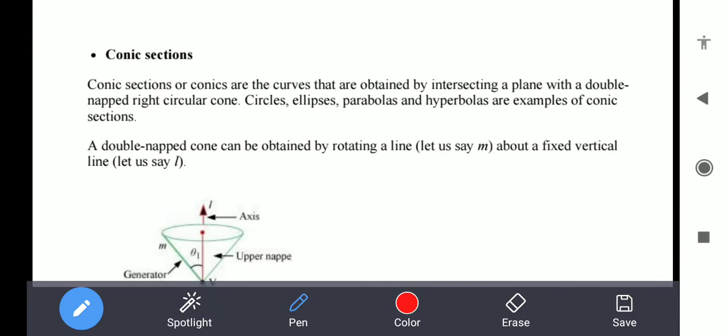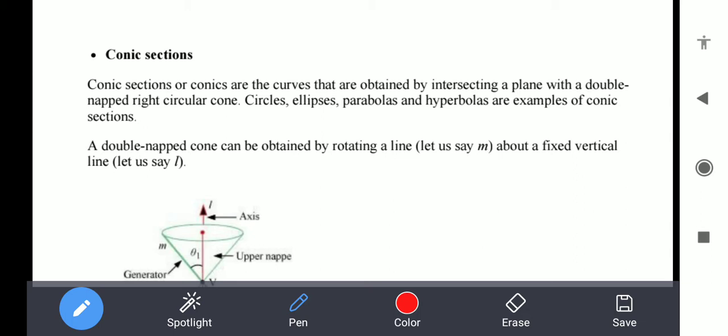Today we are going to discuss the conic section. It is an important topic of class 11th mathematics. In this section, we study different shapes, that is a circle, parabola, hyperbola, ellipse. You know about the circle. In junior classes, you studied about the circle.